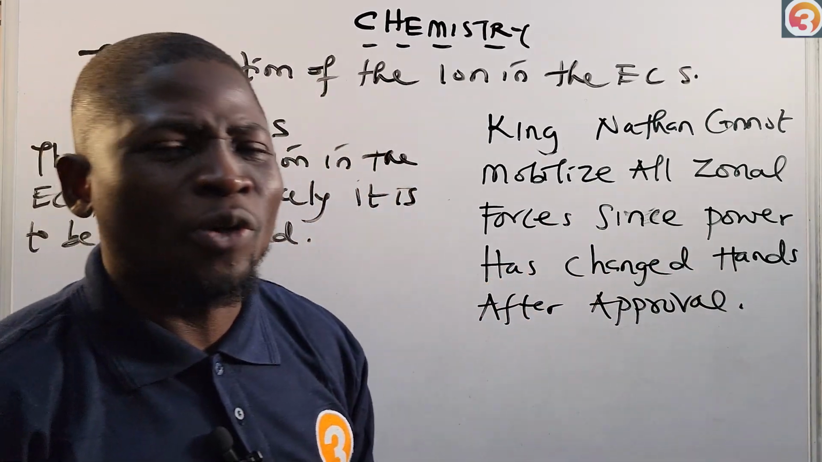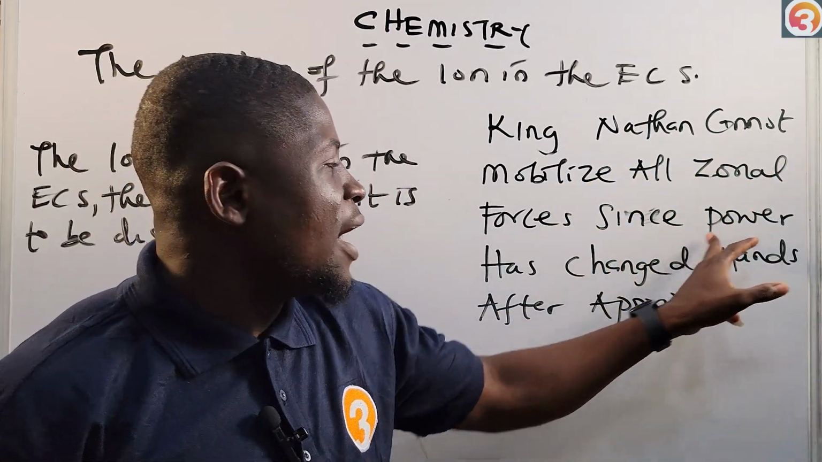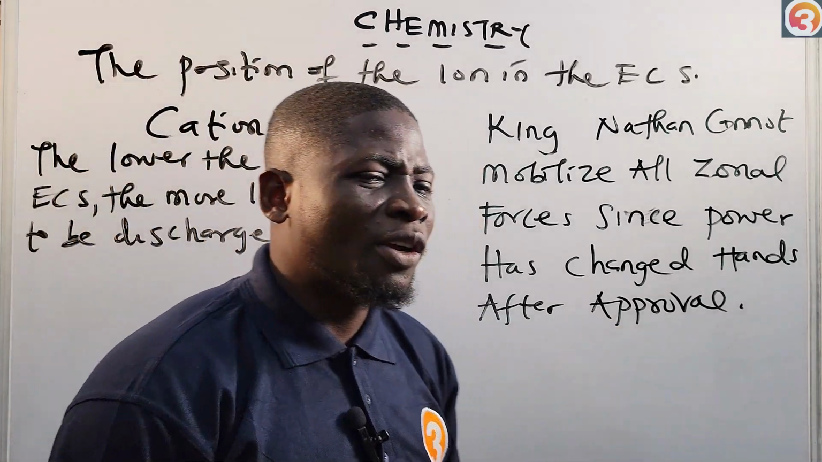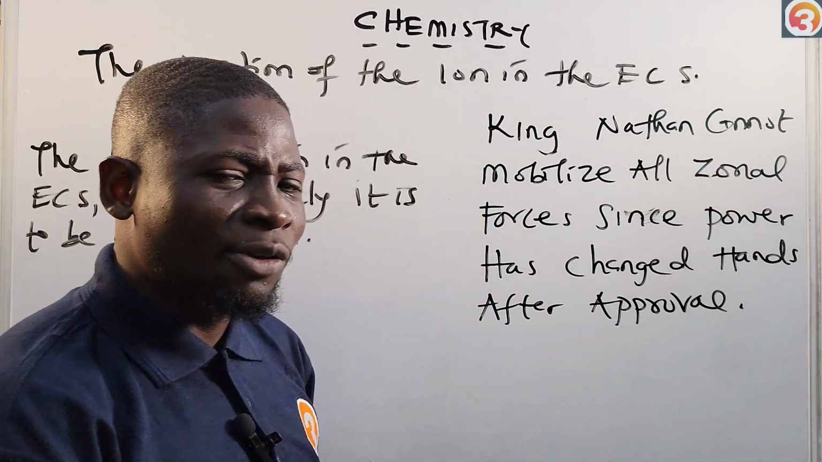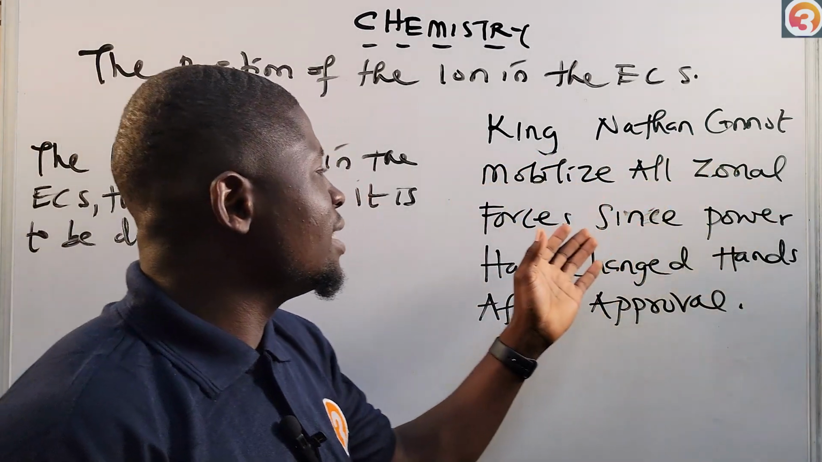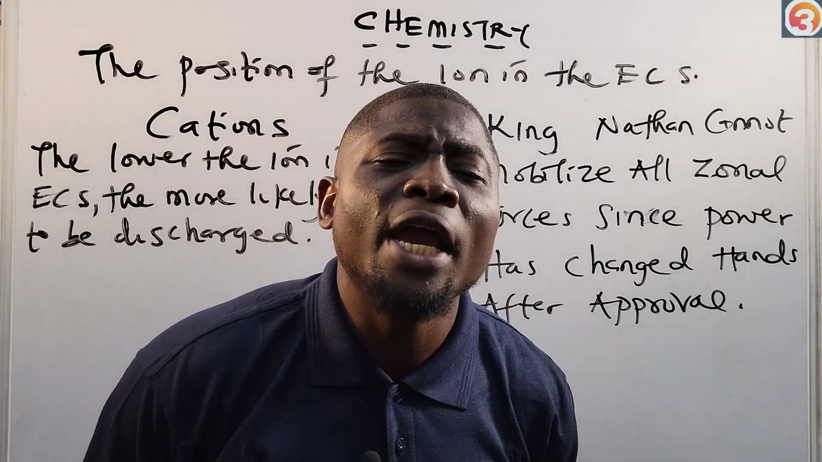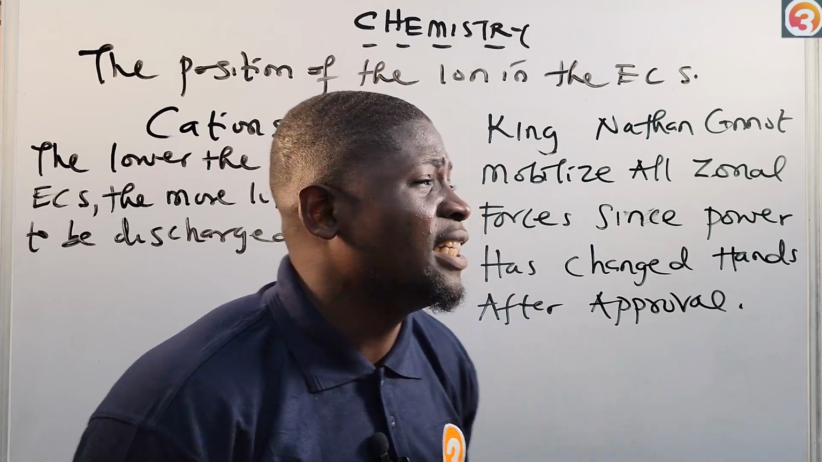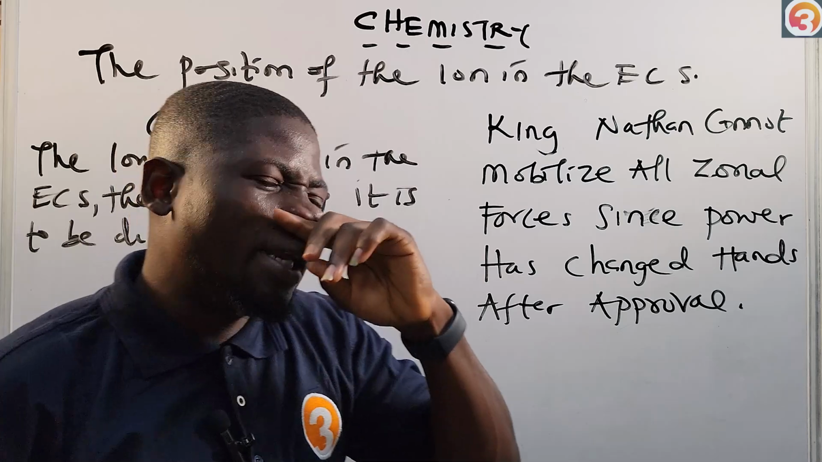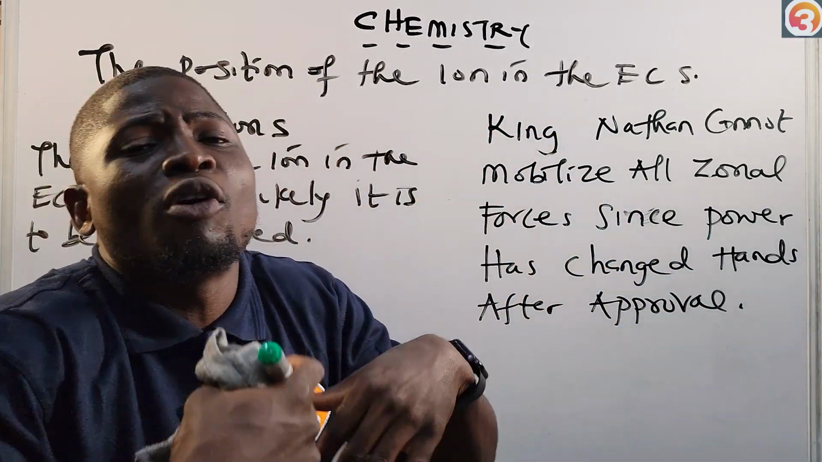Okay, you can even turn it to a song. You can say, King Nathan cannot mobilize all zonal forces since power has changed hands after approval. You can turn it to that Catholic song, with their beats. Any way you will use to remember this electrochemical series for the cations, please do it. It is not a must that you use this mnemonic. You can even form your own.